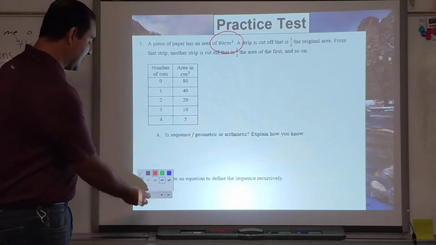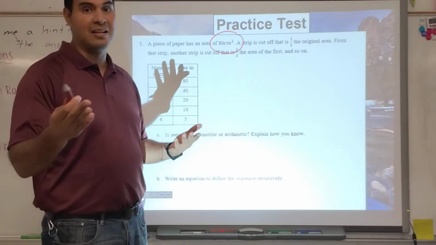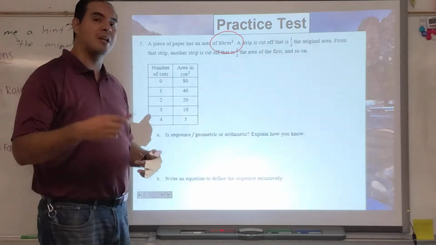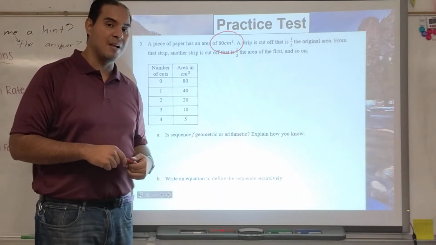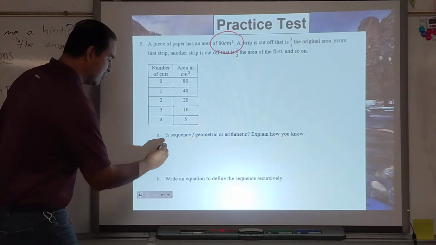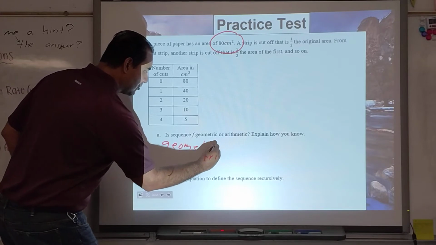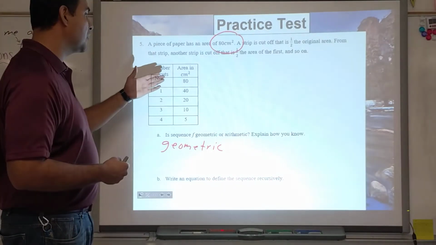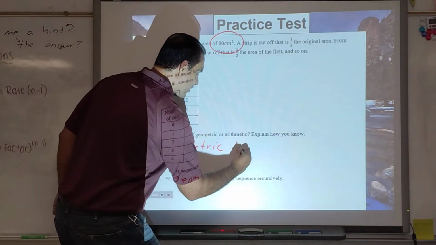Question A, is this sequence arithmetic, geometric, or neither? Explain how you know. So I do notice that we are dividing by 2, and when you have a repeated division, that counts as a geometric sequence. So we do have a geometric sequence. But when we write geometric sequence, we always use multiplication to express the growth factor. In this case, it's a geometric sequence with growth factor.